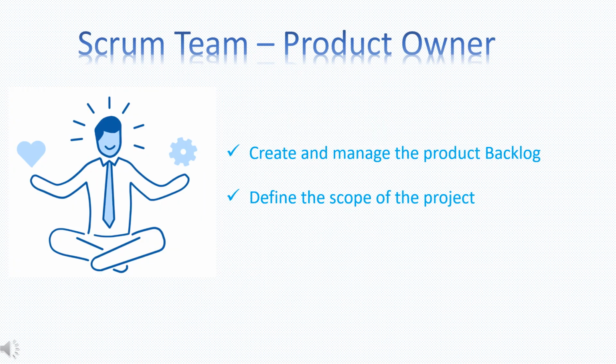The product owner is responsible for maximizing the value of the product and work completed by the development team. The product owner is responsible for creating and managing the product backlog, which includes creating and clearly communicating product backlog items, and prioritizing the product backlog items in order to optimize the value of the work being done by the development team.